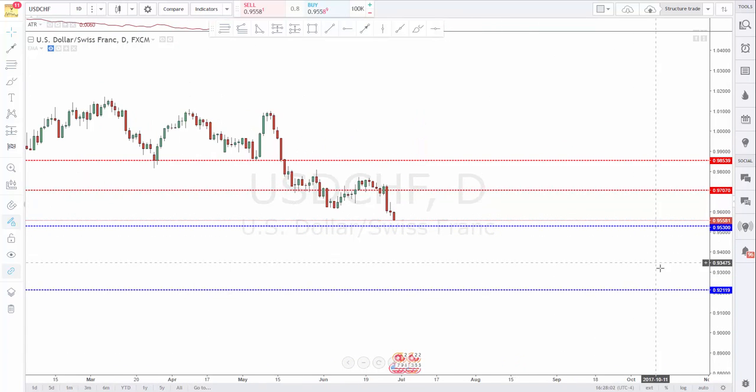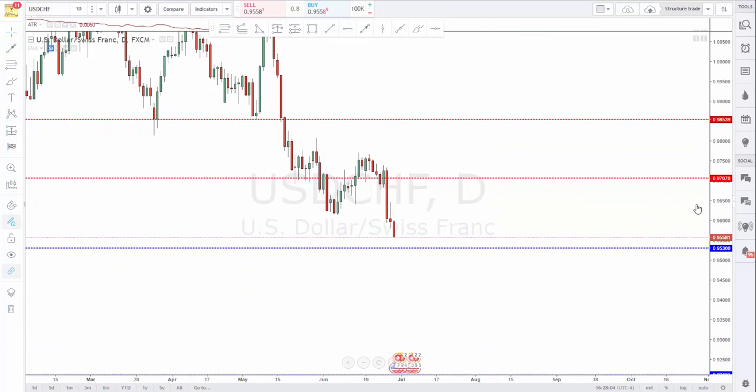So if you were trying to make a trend continuation trade, you would be wanting to go short here on the dollar Swiss. It would not be a trend continuation trade based on this chart. If you were to try to go long, that would be a counter trend trade, and that's kind of what we're looking for at these levels, guys.